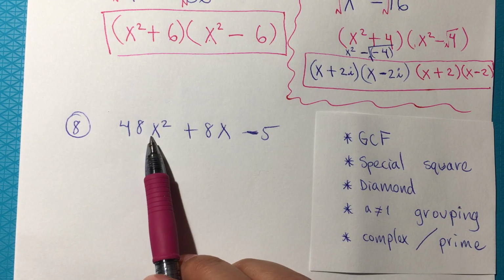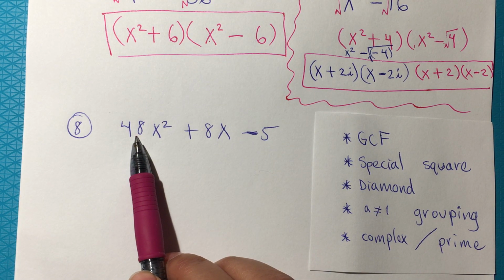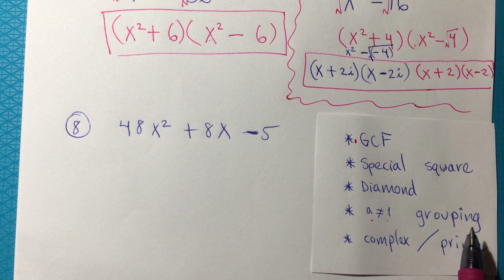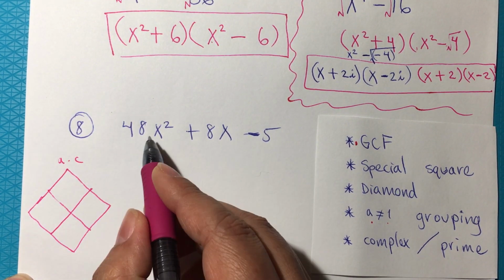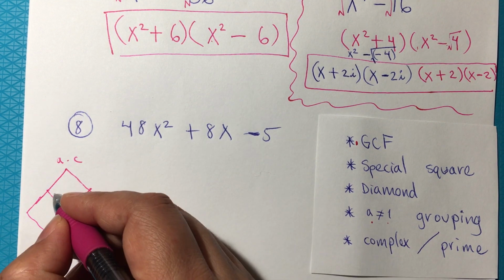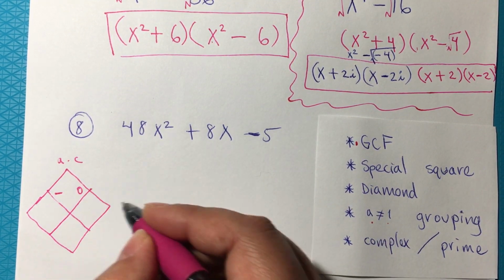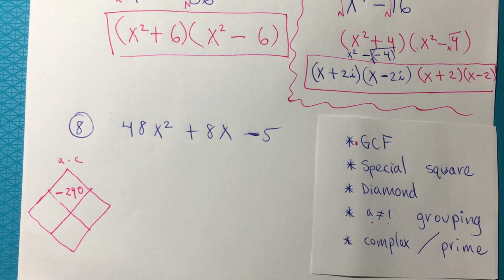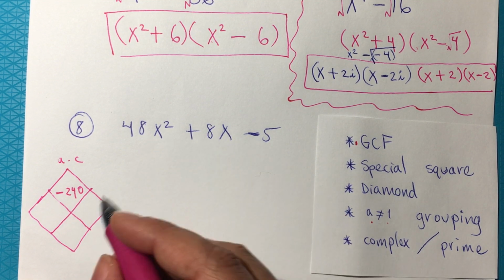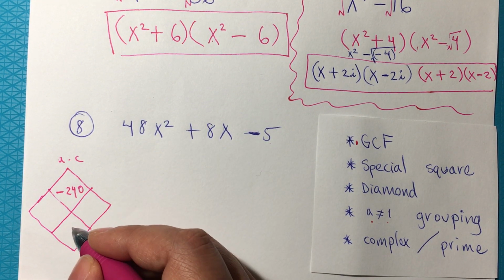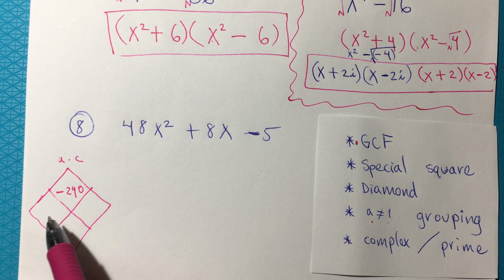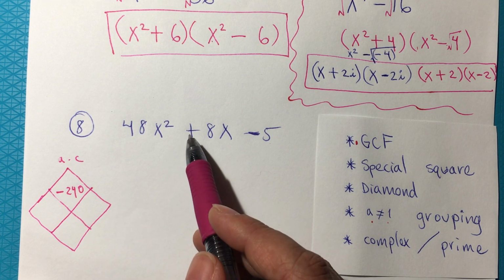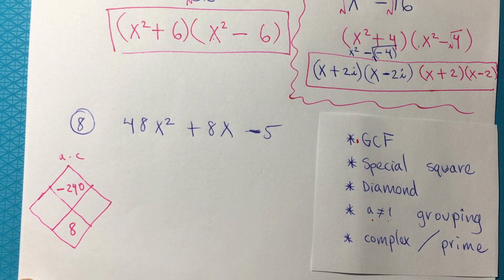So for this one, I noticed that a is greater than 1, but I don't have a greatest common factor. So I'm going to go to a is not equal to 1 and grouping. So a times c, 48 times minus 5, well, it's going to be negative. 5 times 8 is 40, carry 4. 5 times 4 is 20, and 4, 24. So negative 240. And when we find the factors, one is going to be positive and one is going to be negative. We have to subtract them, but the biggest one will be positive because 8 is positive.